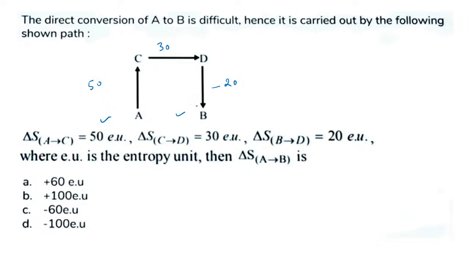Where EU is the entropy unit, what is delta S from A to B? Now, it's a state function, so you have to just take the initial and final values. Delta S is the summation of all these three values: 50 plus 30 minus 20. So it is 80 minus 20, that is 60 EU. The correct answer is option A, 60 EU. Clear?